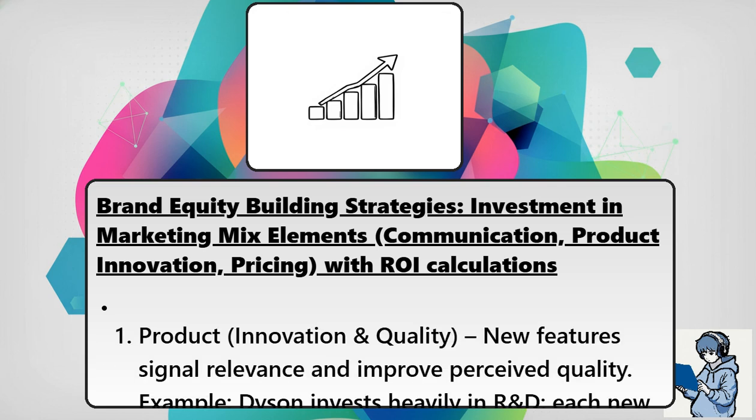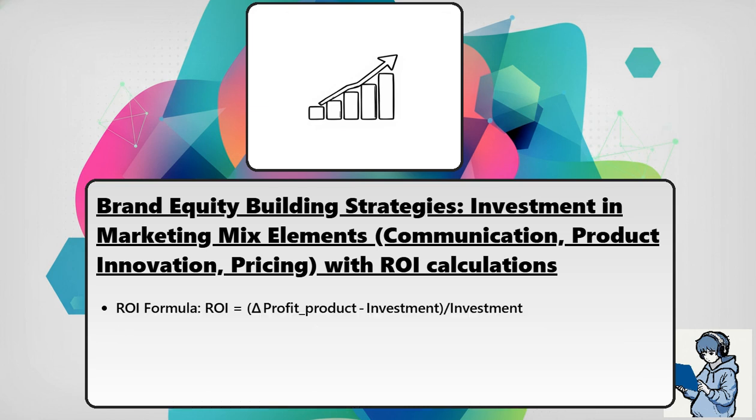1. Product, innovation and quality. New features signal relevance and improve perceived quality. Example: Dyson invests heavily in research and development. Each new vacuum model raises the innovation association. ROI formula: ROI equals delta profit product minus investment, divided by investment.